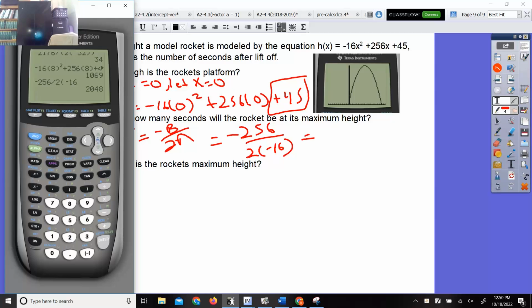Most people would do 256 over 32. But if you're going to use a calculator to do all your trains of thought, you have to know how to wrap things. Parentheses, 2, parentheses negative 16, close. You need to learn how to use calculators to get the right thing. You should be getting 8. All right?